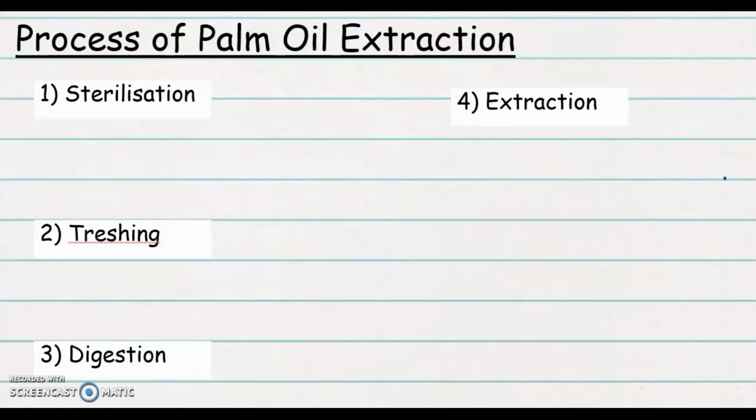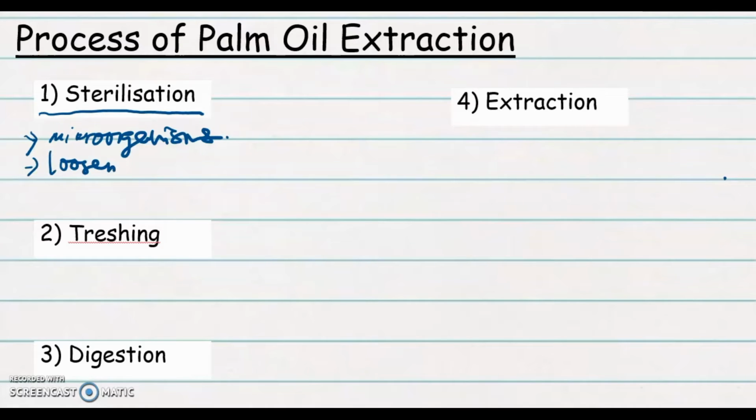Okay, next we will discuss the process of palm oil extraction. It will undergo a few processes. Number one, sterilization. Sterilization of the bunch of oil palm fruit is done using pressure steam. So during the process, steam will destroy and kill microorganisms in the oil palm fruit, and it also loosens the fruit from the bunch.